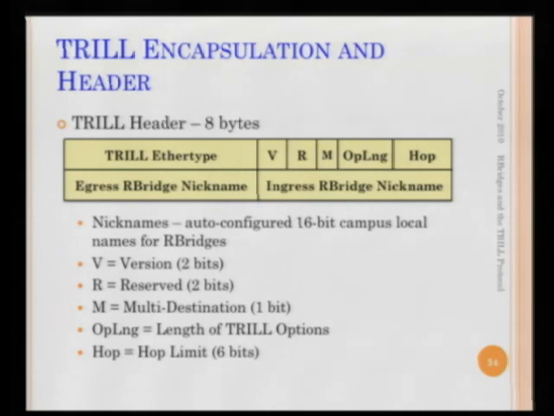The RBridge campus comes up with these all by itself. And the ingress RBridge nickname is always the nickname of the RBridge that received the initial native frame, the one that encapsulated it. For unicast, the egress RBridge is the nickname of the RBridge that's going to decapsulate it, or egress it. But if it's a multi-destination frame, then the egress RBridge nickname field is actually the name of the distribution tree that the multi-destination frame is going to be distributed over.